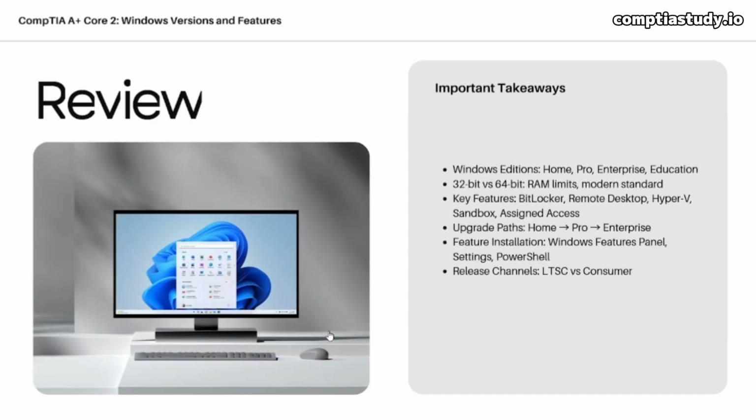Now let's go into a quick review of everything we just talked about. We covered the major Windows editions, including Home, Pro, Enterprise, and Education. We discussed the difference between 32-bit and 64-bit Windows and why 64-bit is the new standard. We reviewed several important Windows features, including BitLocker, Remote Desktop, Hyper-V, Sandbox, and Assigned Access. And we also talked about Windows upgrade paths, how features can be installed or enabled, and the difference between consumer releases and LTSC versions. Every A+ technician is expected to understand these Windows versions and the features associated with them. Keep that in mind when you continue to study.